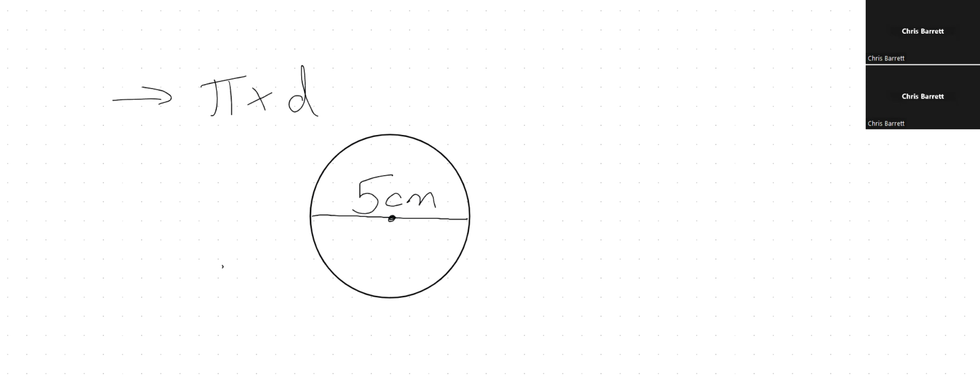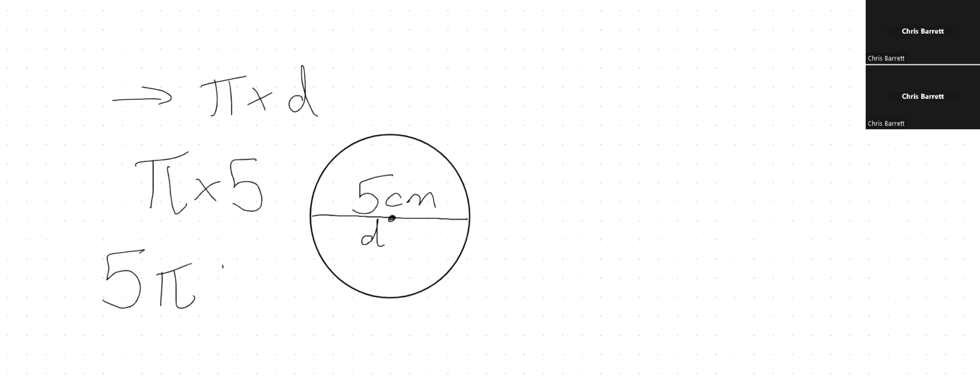The next thing I'm going to do is look at the circle and decide, have I got a radius or a diameter? I can see it's going all the way across through the center, so I'm going to label that D for diameter. The next thing is working out pi multiplied by 5. If you were on a non-calculator paper, they might ask you to give your answer in terms of pi. In terms of pi would be this answer here, 5 pi.